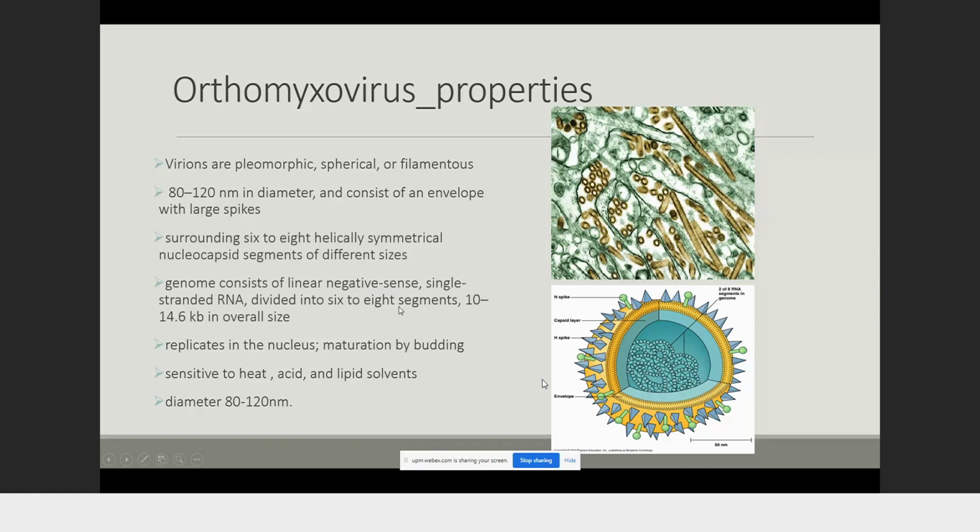Okay, so it has 6 to 8 helically symmetrical nucleotide segments. The genome consists of single-stranded negative sense RNA divided into 6 to 8 segments, and the size of the genome varies approximately 10 to 14.6 kilobases. Although this orthomyxovirus is an RNA virus, the replication takes place in the nucleus of the host, and the maturation is by budding. And because it is an enveloped virus, it is sensitive to heat, acid, and lipid solvent.